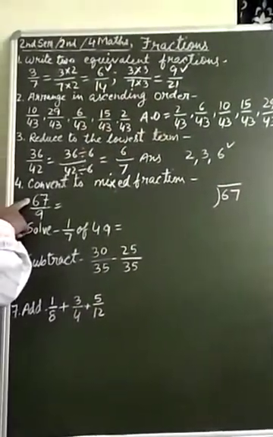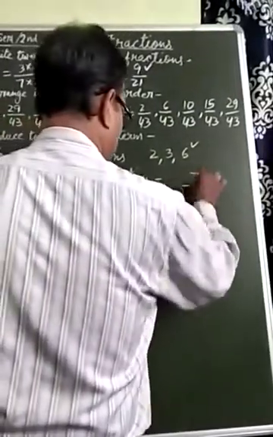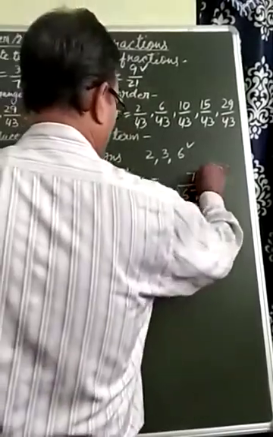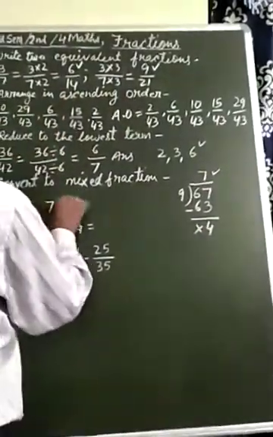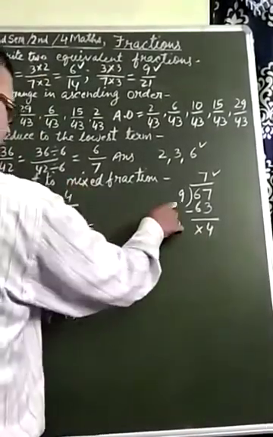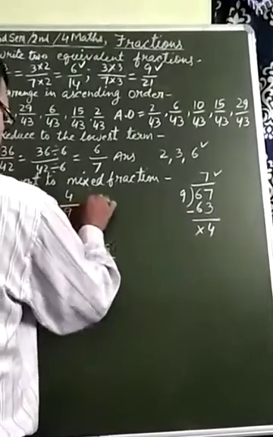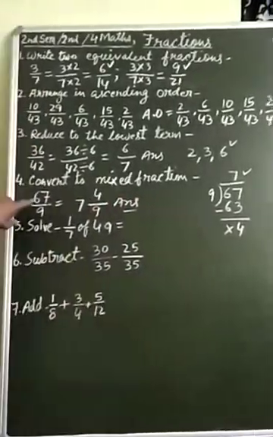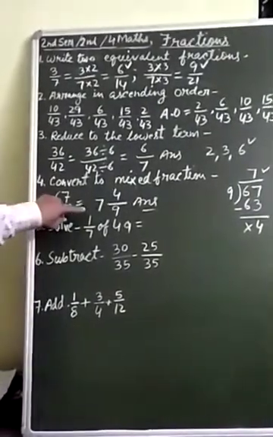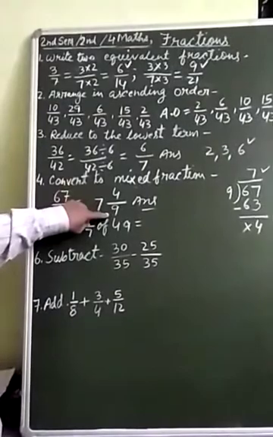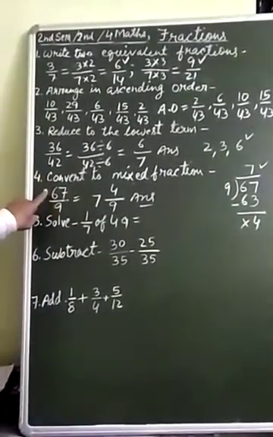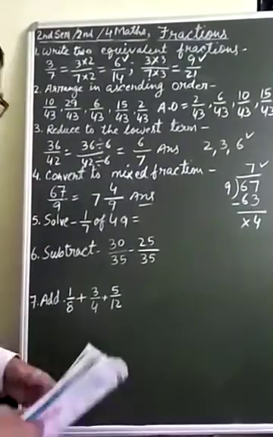So numerator is 67, we will divide it by 9. 9 7s are 63, subtract 67 minus 63, 4. Now quotient is 7. 7 will be the whole number. Remainder will be the numerator and divisor 9 will be the denominator. This is the answer. So if improper fraction 67 by 9 is converted into mixed fraction, we will get 7 whole 4 by 9. Again we can convert it into improper fraction and we will get 67 by 9.